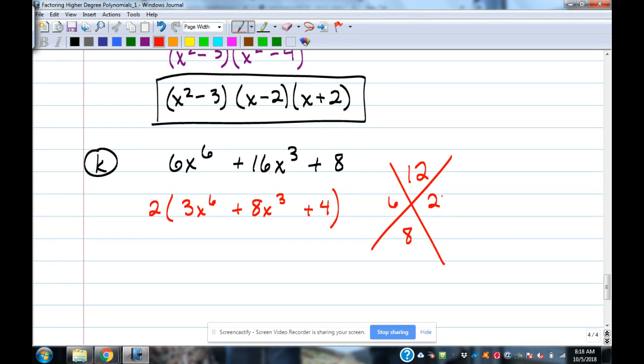6 and 2. You guys are better at that than you were when we were doing quadratics. Believe it or not. You might not think you are, but you are. Can I take the shortcut on this one? No, I've got something in front of the x to the 6th in this case, so I've got to go the long route anyway. 6x cubed, 2x cubed, plus 4.